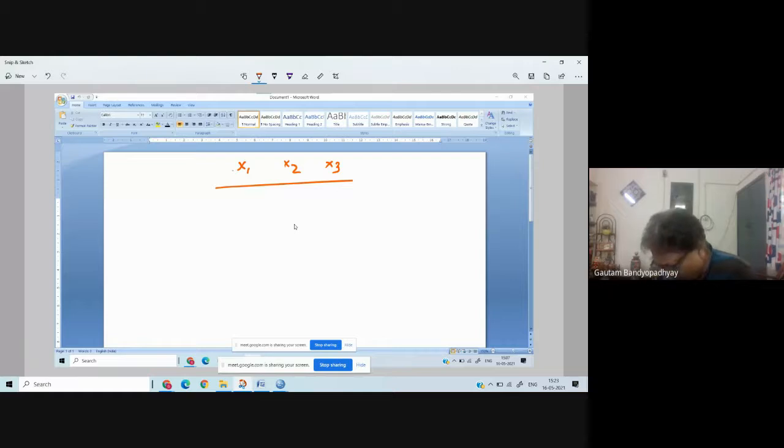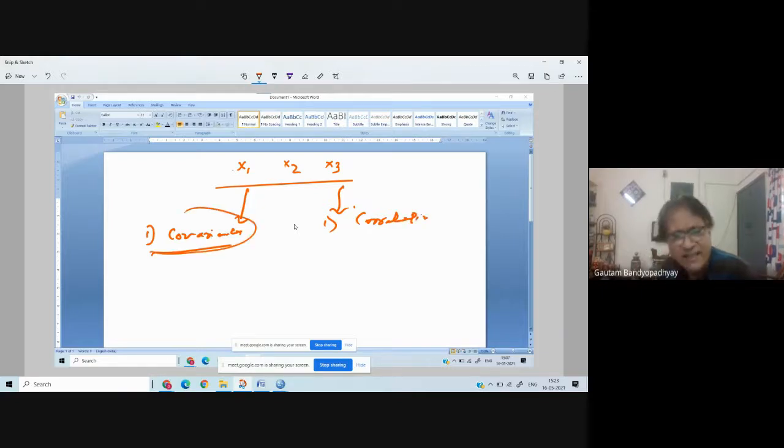With these 3 variables, x1, x2, x3, we can construct 2 types of matrix. One is called covariance matrix, and one is called correlation matrix. We know the covariance matrix is unstandardized, and the correlation matrix is standardized. Naturally, we apply the correlation matrix when the variables are unit free measures. The correlation matrix is derived from the covariance matrix. I am not going into detail because you know this.